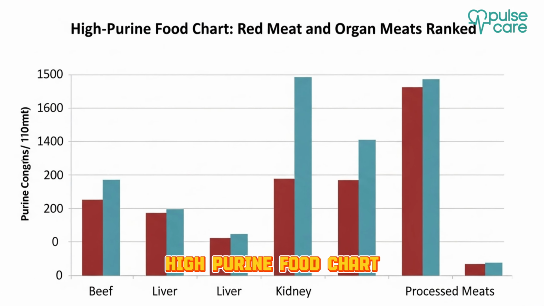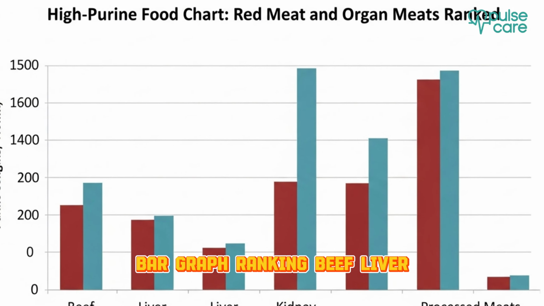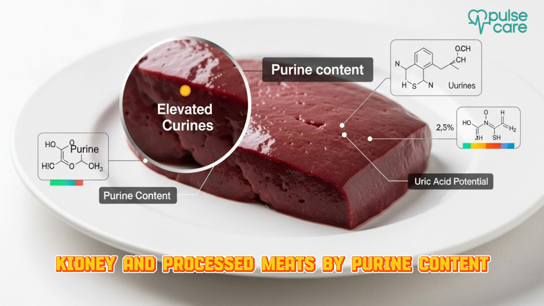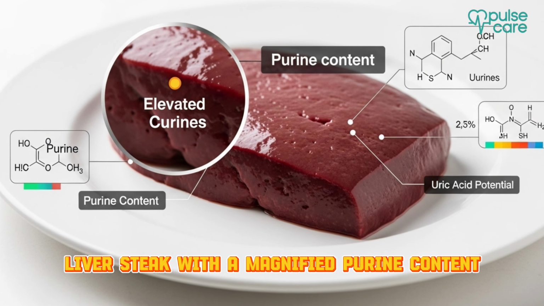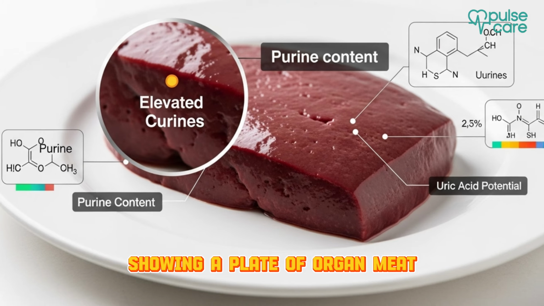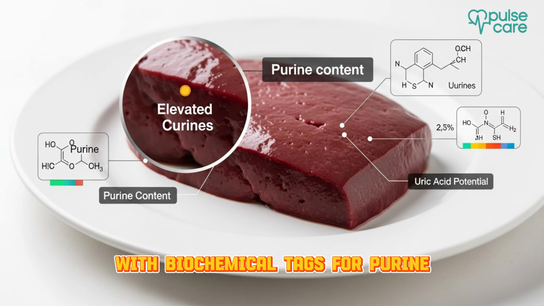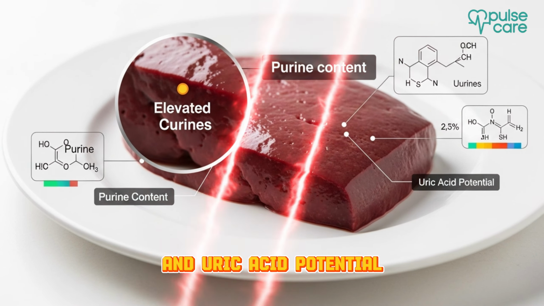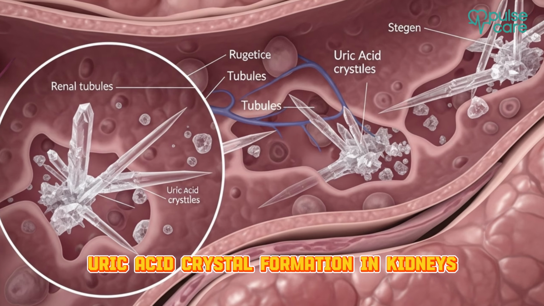High purine food chart, red meat and organ meats ranked bar graph. Beef, liver, kidney, and processed meats by purine content. Liver steak with a magnified purine content label image, showing a plate of organ meat with biochemical tags for purine and uric acid potential. Uric acid crystal formation in kidneys.